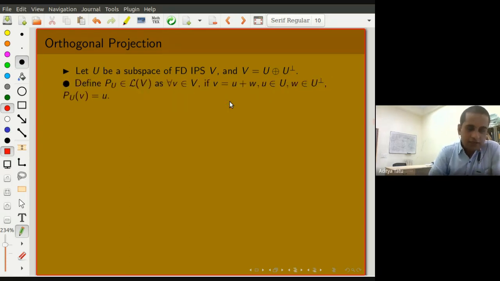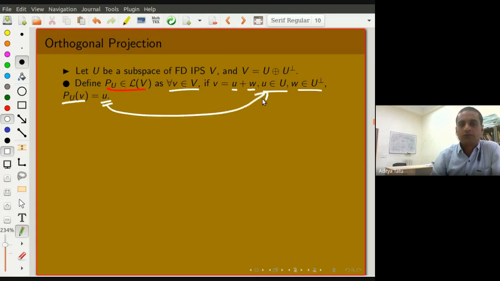Now, let us define a linear operator on V, such that, and how do we define this? Any vector V in my vector space V can be written as a sum of two unique vectors U and W, where U comes from U, W comes from U perp, or the orthogonal complement of U. Now I'm going to define P subscript U applied to V as giving the component of V in the subspace U. That is the definition of my linear operator.